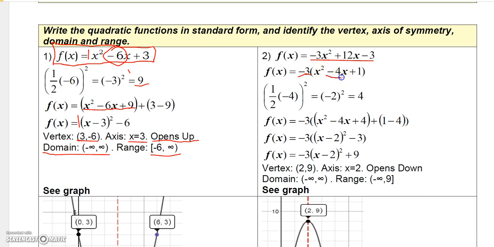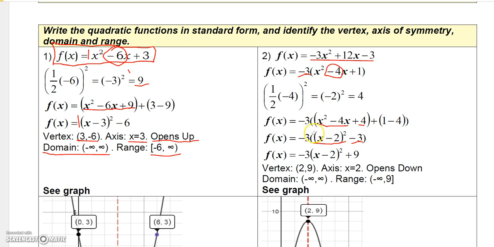And just like I did a while ago, I get the b right here, which is negative 4. I multiply it by 1/2, which would give me negative 2. Then I square it and get 4. So that means that if I add 4 to x squared minus 4x, that makes this trinomial a perfect square. And then I can write that trinomial as x minus 2 quantity squared. Well, then again, when I add 4 here, I have to take 4 away from the 1 to keep it balanced. So that's minus 3.